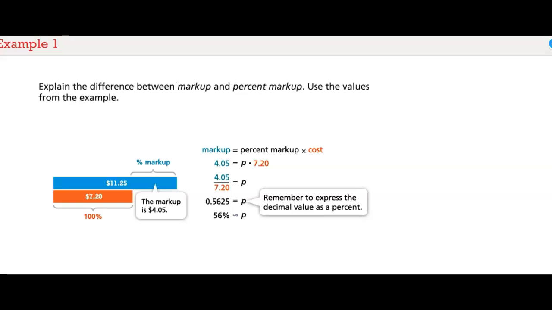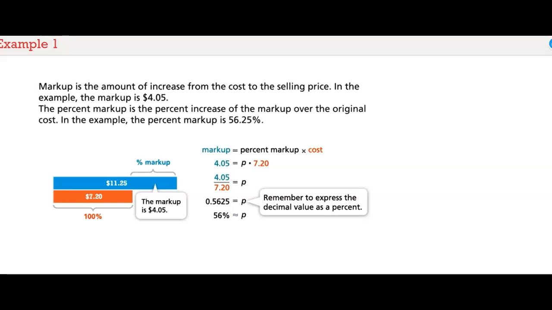Now that we found the percent markup in this situation, how could you explain the difference between markup and percent markup? Use the values from the example. Markup is the amount of increase from the cost to the selling price. In this example, the markup is $4.05. The percent markup is the percent increase of the markup over the original cost. Here, the percent markup is about 56%, which is equal to the $4.05 markup divided by the original cost of $7.20.